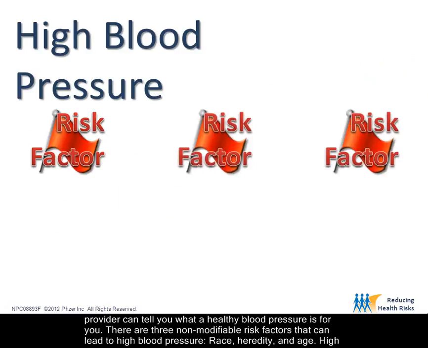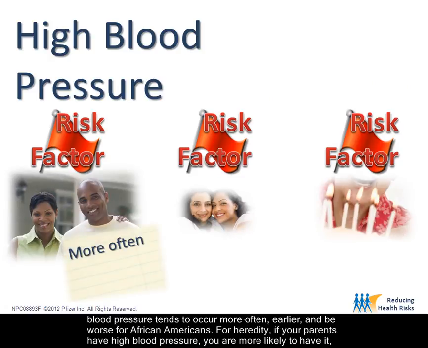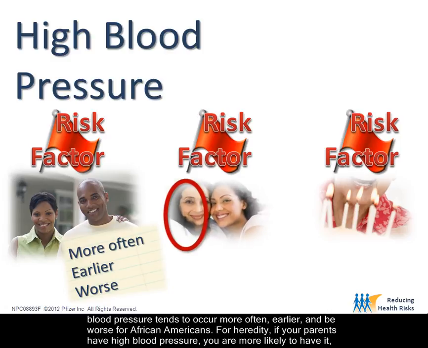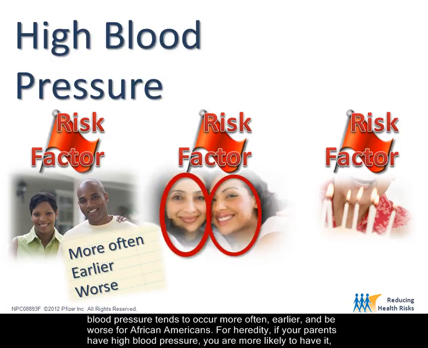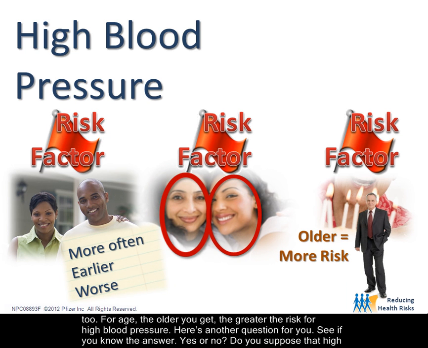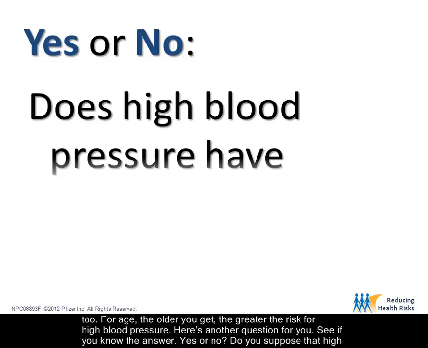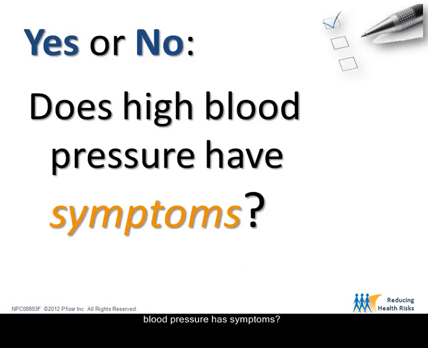There are three non-modifiable risk factors that can lead to high blood pressure: race, heredity, and age. High blood pressure tends to occur more often, earlier, and be worse for African Americans. For heredity, if your parents have high blood pressure, you are more likely to have it too. For age, the older you get, the greater the risk for high blood pressure. Here's another question for you. See if you know the answer. Yes or no? Do you suppose that high blood pressure has symptoms?